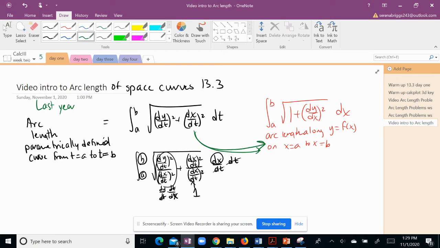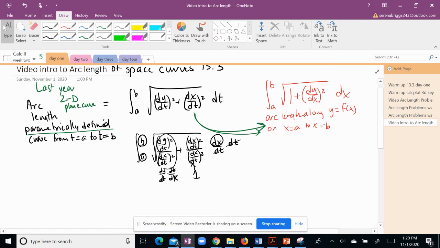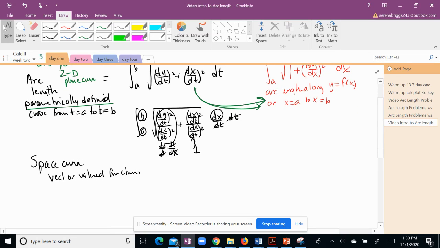Now, when we're dealing with arc length last year, we were in 2 dimensions. We were talking about a plane curve. And we said they were called parametrically defined, right? Now we're talking about a space curve. And that's going to be given by a vector valued function. And that vector valued function might be, for example, r at t, and have component functions f at t, g at t, h at t.